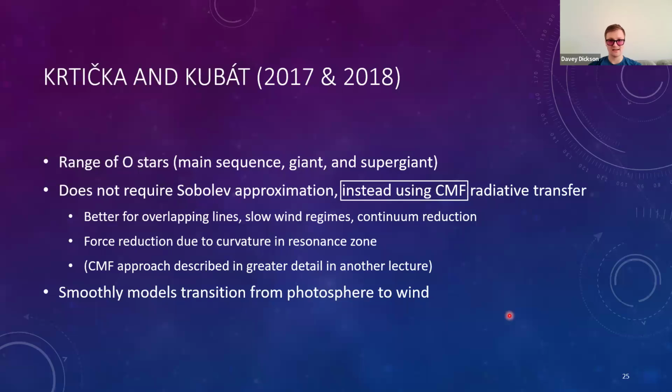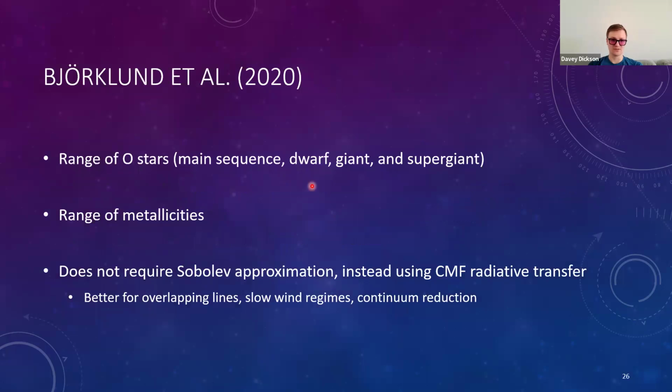This approach notably expanded across main sequence giant and supergiants, and was built on by Bjorklund, which also included dwarf stars and a wider range of metallicities. And this follows that same CMF radiative transfer method, but across a larger set of species, giving a wide range of reference values for observers to compare to.